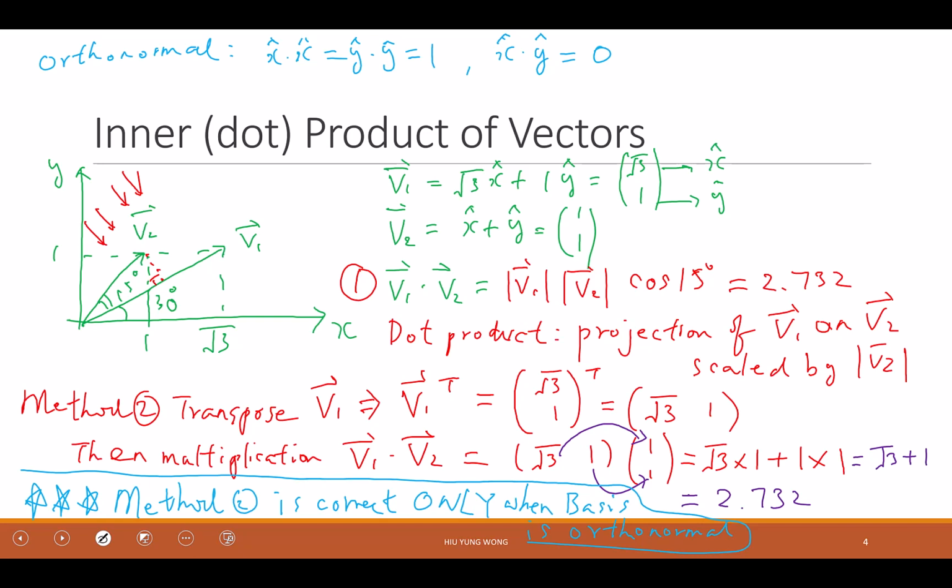Okay, any questions? Yeah. Orthonormal means orthogonal plus normalized. So two of them. Yeah, this is orthogonal. Oh no, here. Orthogonal. Okay, and this is normalized. Okay, good point.